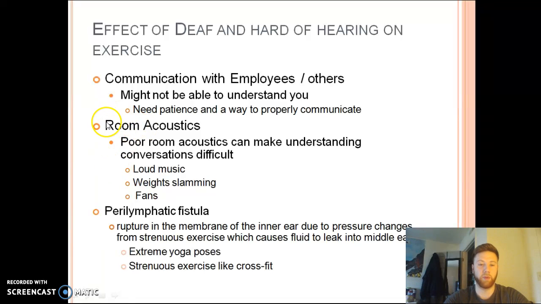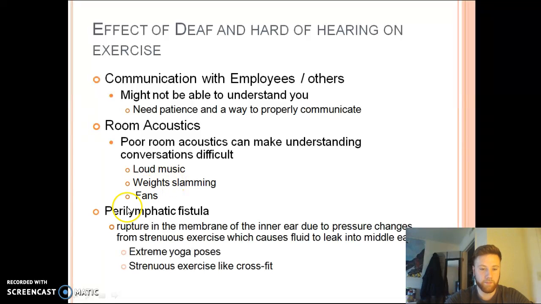And then things like room acoustics. Any kind of poor room acoustics can make understanding the conversation very difficult. So if they're dealing with a personal trainer, any kind of loud music, weight slamming, and fans could affect them being able to hear and talk.